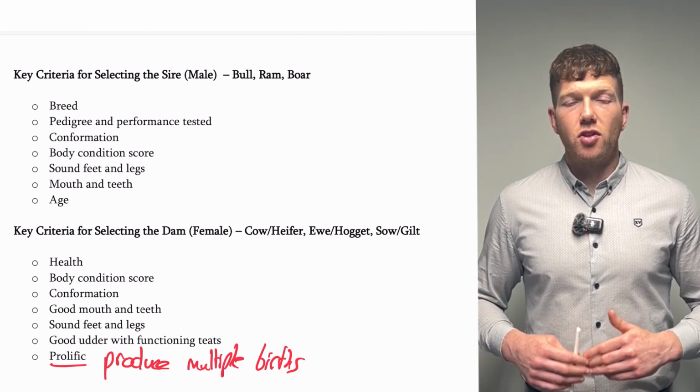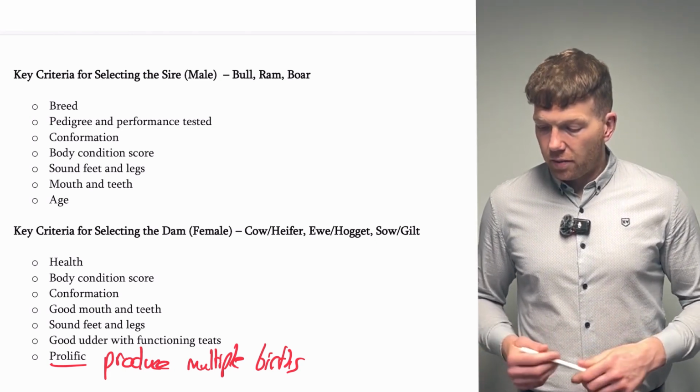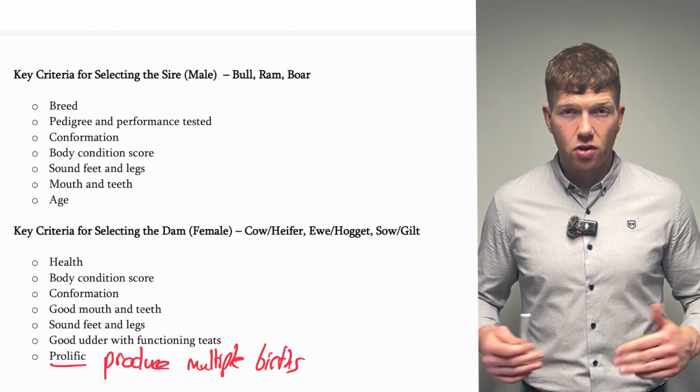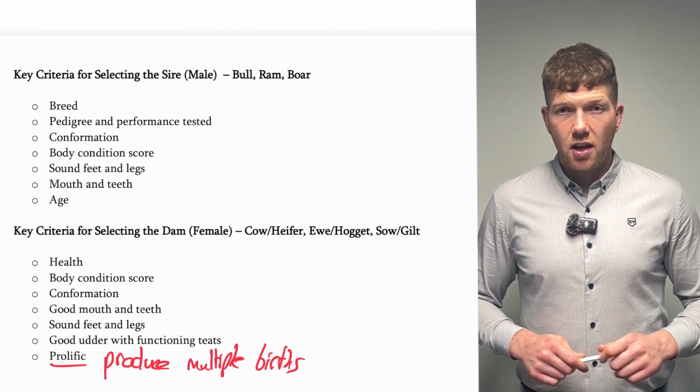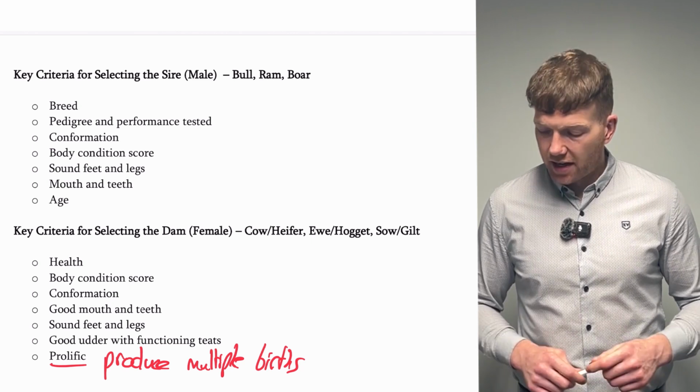Why? Because you're going to cull some of your herd as well. But looking at some of the things, why you'd pick a sire. We're looking at the breed. That's obviously very important for dairy production. You're going to be looking at Friesians, maybe Jerseys, coming into the herd. Pedigree and performance tested. The conformation, again, that's the shape.